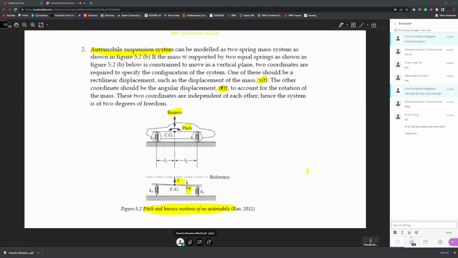So there are many examples of this 2-degree freedom system. So here you can see an automobile suspension system. Here you can see the free body diagram. So there is a pitch and there is a bounce of the system. The bounce is along the y-axis. The pitch is the angular displacement. So if you want to describe the suspension system, then we need to have two equations of motion. Then we will be having two natural frequencies for the system.